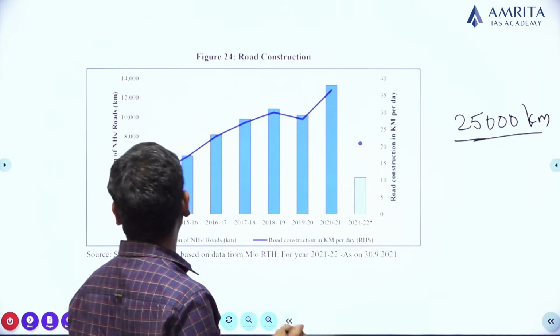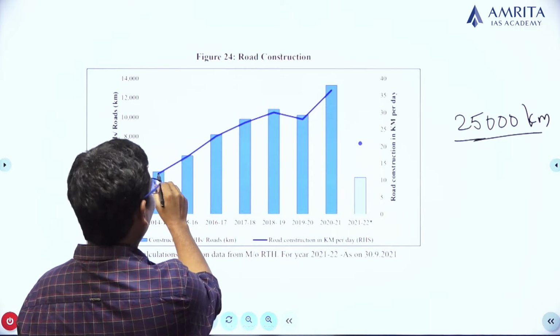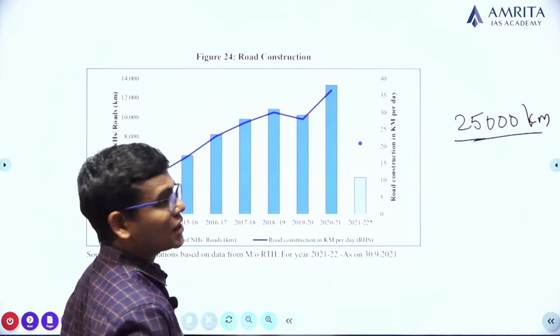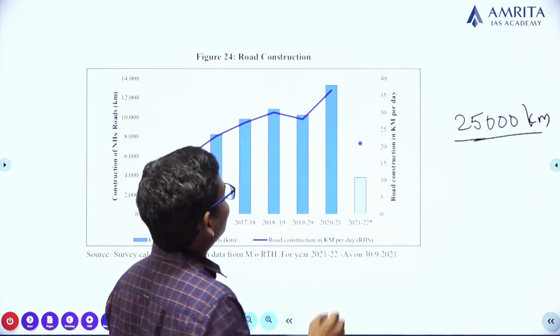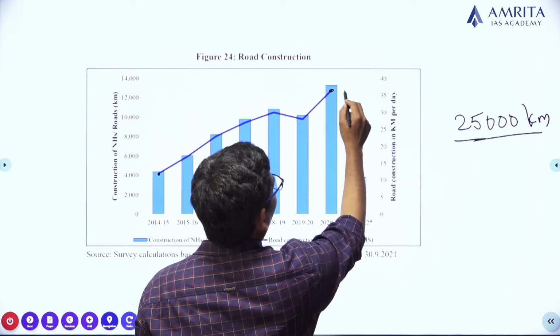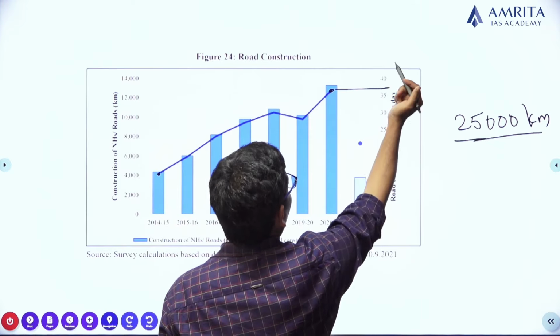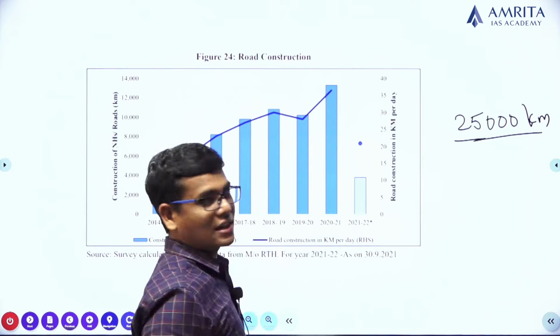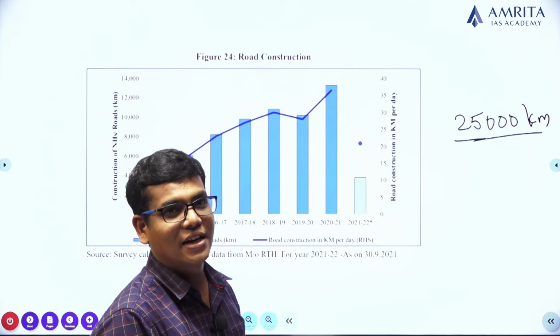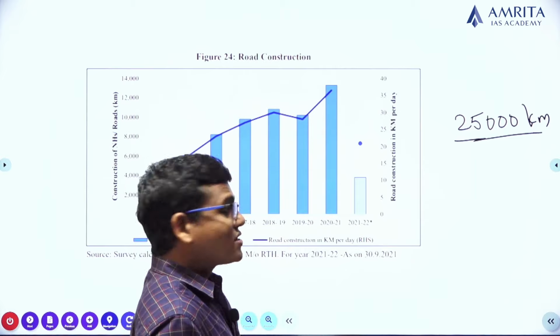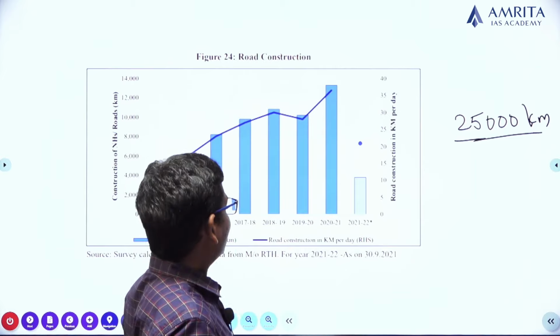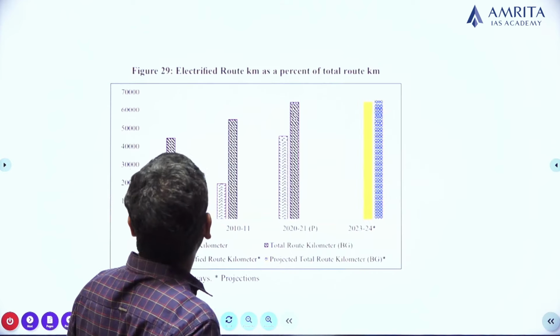But if you take per day, at one point of time we used to lay only 15 kilometers per day. But now it has increased almost. We are reaching 40, but it's not certainly 40, 38 kilometers or 37 kilometers per day. One day we can do that. That is the capacity of our system. Okay, so that is how we are increasing.